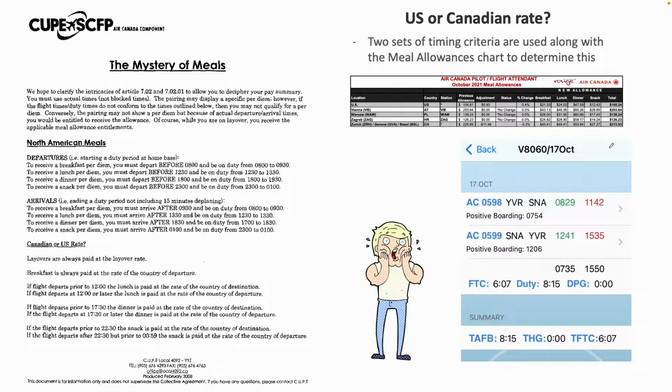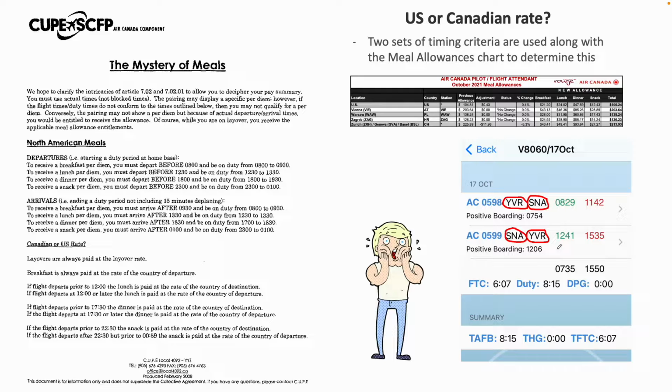So if we look at this screenshot of my globe, I'm starting in Vancouver, and I am going to Santa Ana. This is a US airport in California. And then I am coming right back from Santa Ana to Vancouver. So we know that my trip involves a US airport. That's going to trigger my mind to check to see if I am entitled to any US per diem as opposed to just Canadian per diem.